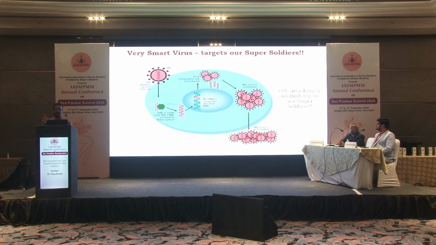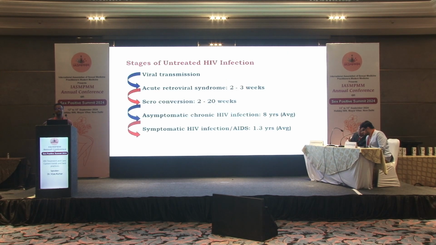How HIV attacks our immune system phase by phase: it attaches to the host cell, then makes viral copies, then integrates into the host DNA, then replicates and multiplies its population.